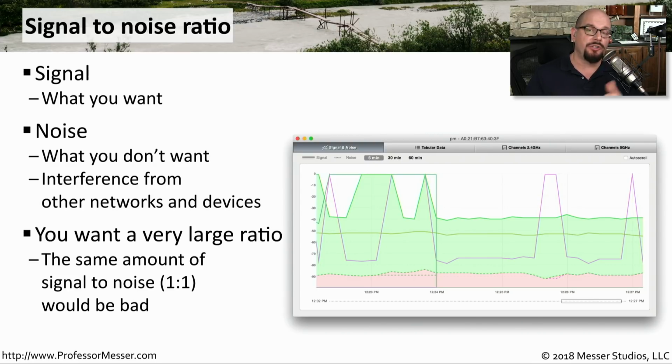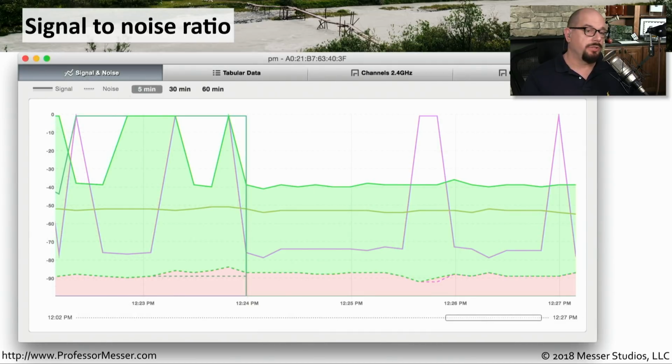If you had as much signal as you had noise, it would be a 1-to-1 ratio, and it would be very difficult to communicate over that wireless network. Here's the signal-to-noise ratio on my network. You can see the signal is designated by this green line on my wireless network, and the noise is the dotted line. So you can see the noise is way down here at the bottom at negative 90 decibels, which is a small amount of noise considering all of the other signal that's going through my network.